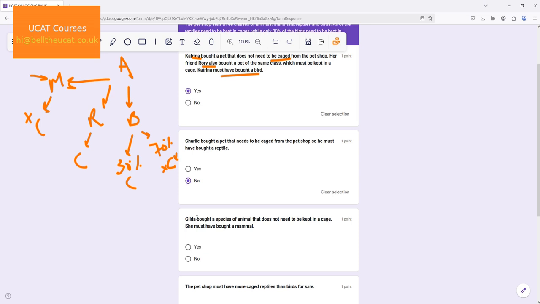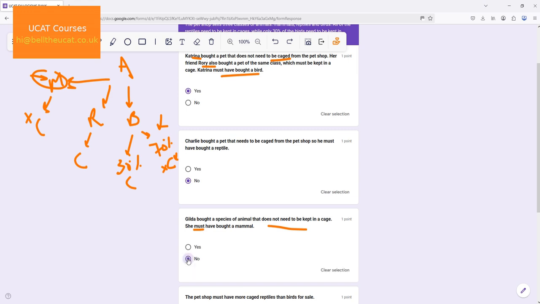Gilda bought a species of animal that does not need to be caged, so she must have bought a mammal. No. One of the possibilities is, of course, yes, it could be a mammal. If the word would have been could, then we've understood it. The emphasis is on the word must. The tip in this one is the word must. Option A is mammal, need not be caged. Option B is a bird, also a possibility, as 70% of the birds need not be caged. On those grounds, we will say on this one, big fat no again. Ready? Moving on to our next one now.